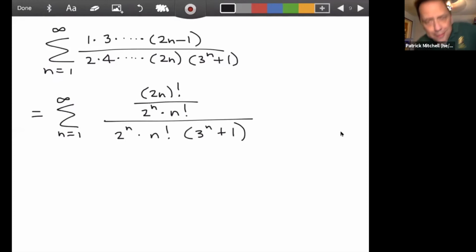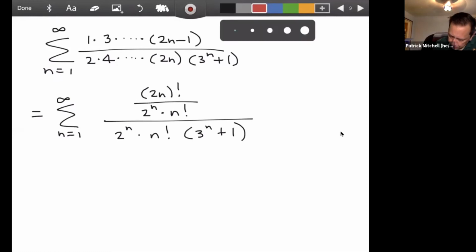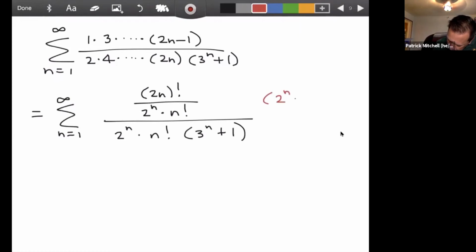Okay, so this looks to me like it's going to be a candidate for the ratio test. So now what we should do, before we use the ratio test, is simplify this complex fraction by multiplying the top and the bottom by 2 to the n times n factorial.